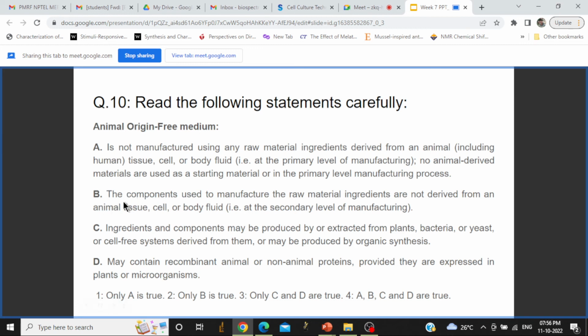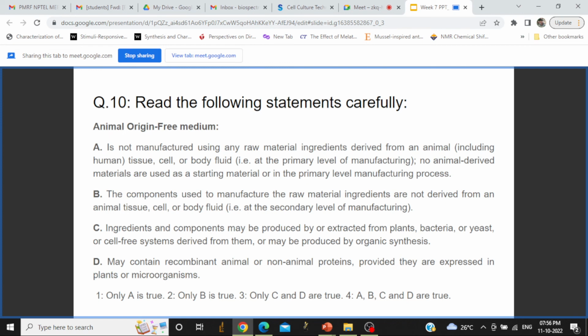And another statement is, the components used to manufacture the raw material ingredients are not derived from an animal tissue, cell or body fluid at the secondary level of manufacturing. In the secondary level of manufacturing also, they should not be animal tissue derived or cell derived. What does this secondary level of manufacturing mean? For example, component D is present in this cell culture medium, animal origin free cell culture medium.